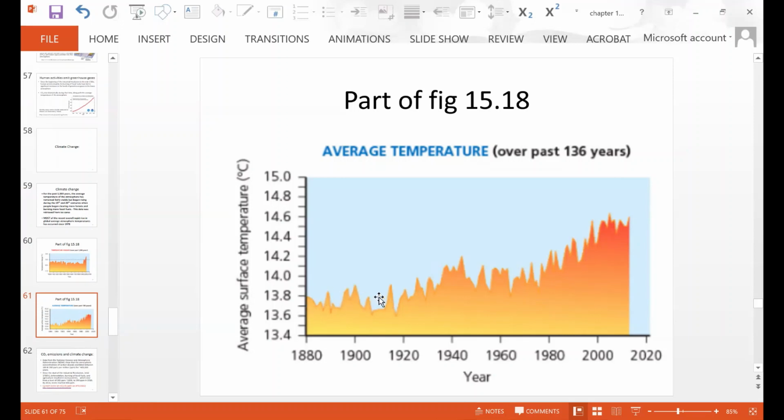So if you look here, it goes up and down, but if you even it out, it's kind of a flat line. Here it goes up a little bit and then goes down, and then right around here, it starts to jump and keeps increasing from there.